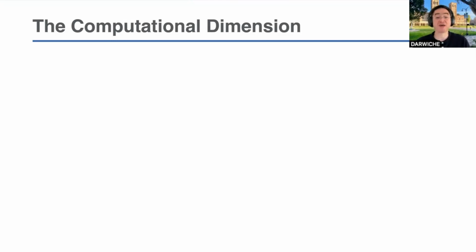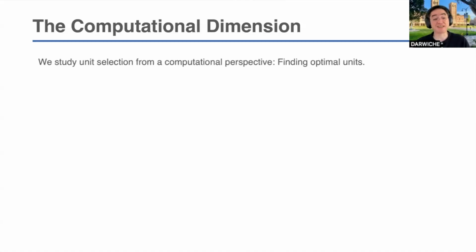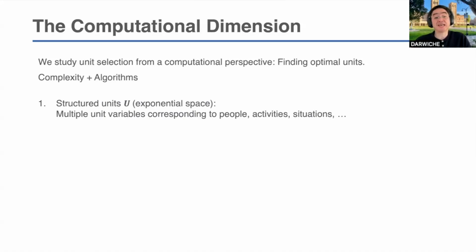And then we'll tell you what we've done about it in terms of algorithms and in terms of complexity results. So what we've done is we want to study unit selection from a computational perspective and under settings that allow us to do scalable things. The first thing we assume is that when we describe units, we will not use a single variable. We'll assume that you can have an arbitrary number of variables in the model that describe a unit. Remember, a unit here could be a person.